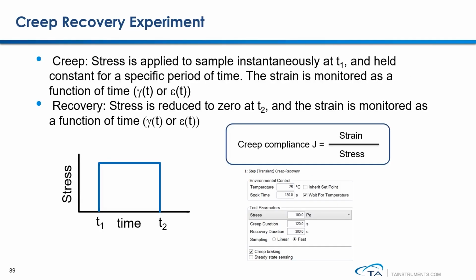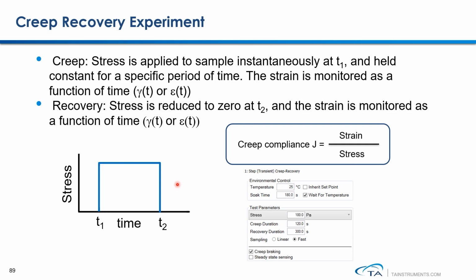The second transient experiment we're introducing here is creep recovery. Creep is inverse to stress relaxation. In the creep test, stress is applied to the sample instantaneously and held constant for a certain period of time. During this time, the change of sample strain is monitored and recorded. In the recovery zone, stress is released to zero, and from there, the change of strain is continuously monitored over a long time to observe how much strain can be recovered from the creep test.